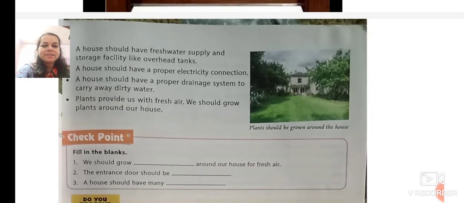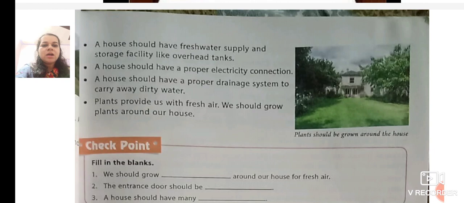Now other qualities are: a house should have fresh water supply and storage facility like overhead tanks. Now, the water comes to a house for a limited period of time. The water which comes from the corporation is not for the full day. The water comes for 1 or 2 hours, and nowadays water comes on alternate days.